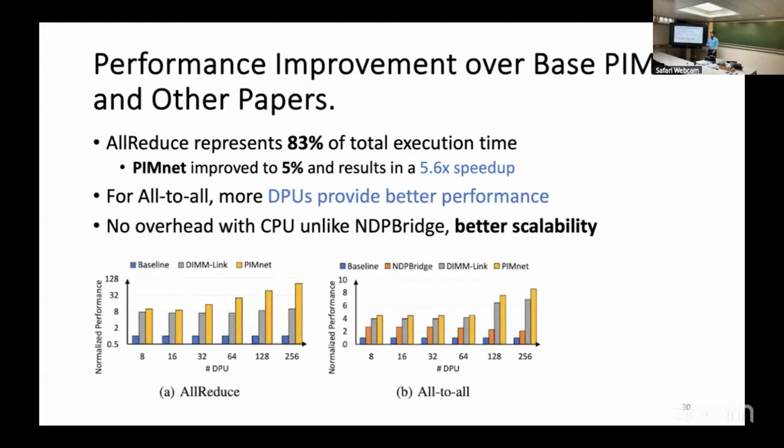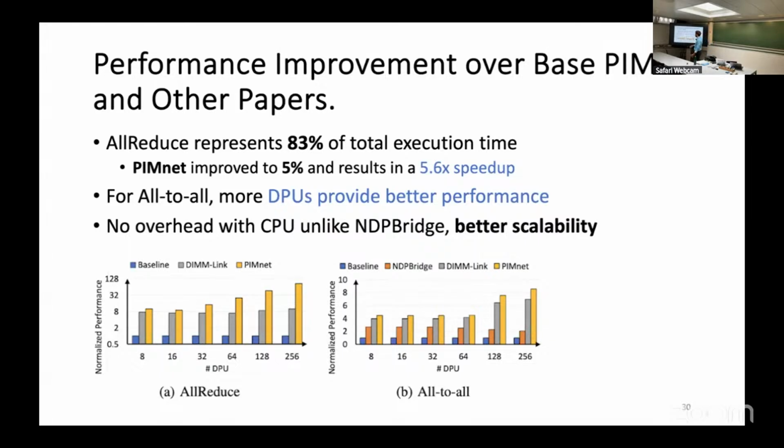So all reduce represents 83% of total execution time. With PIMnet, this reduces down to 5%, and it will basically result in a 5.6 times speed up, which is pretty great. When it comes to all-to-all application, the more DPUs PIMnet has, the better this performs. So it scales really well.